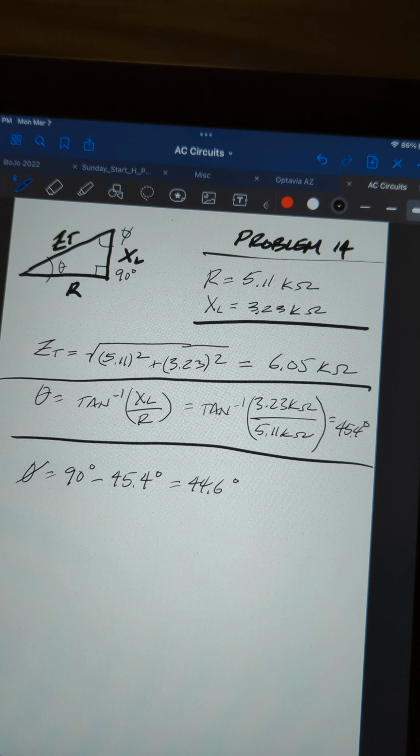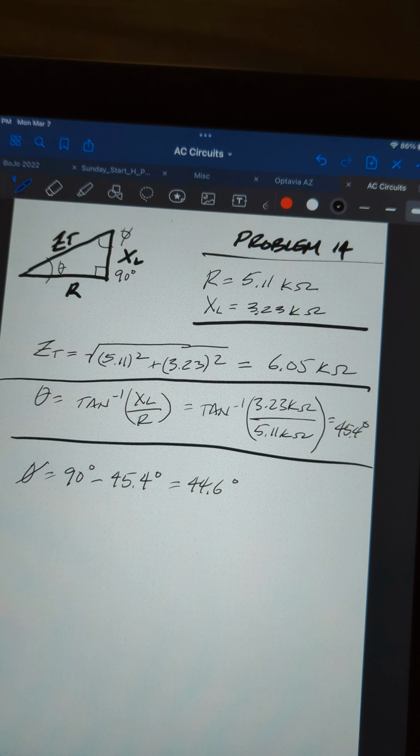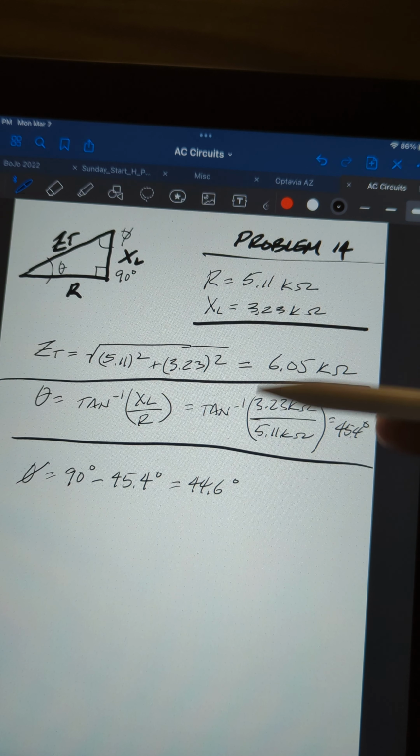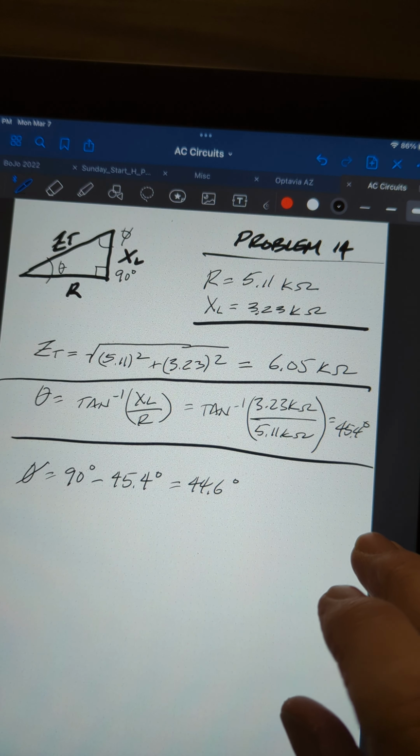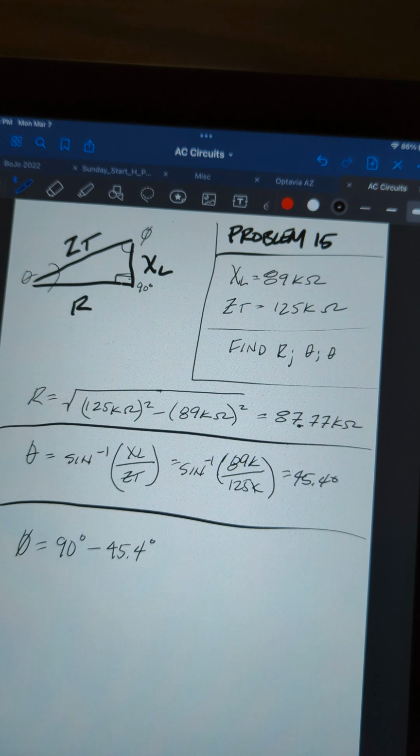Solve for theta. Theta is going to be equal to the inverse tangent of X of L over R, and that's going to be 45.4 degrees. That's the formula you see here. And then if I solve for phi, I just merely take 90 degrees minus theta, and I come up with phi, which is 44.6 degrees. Let's look at number 15.